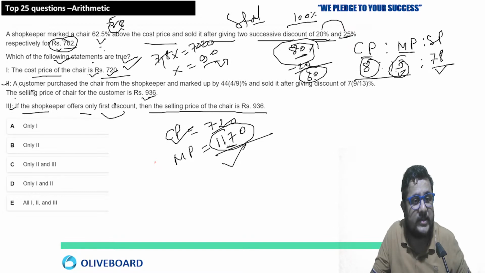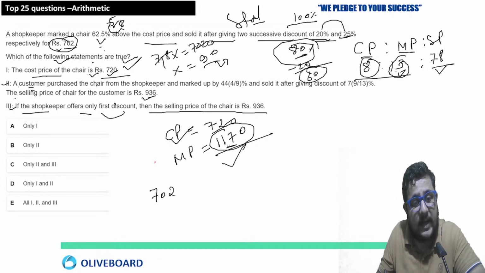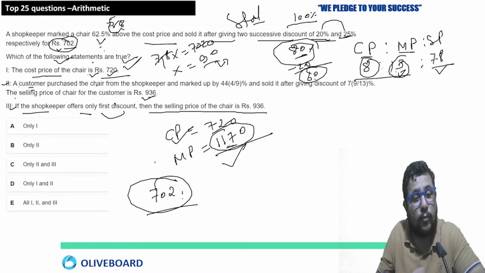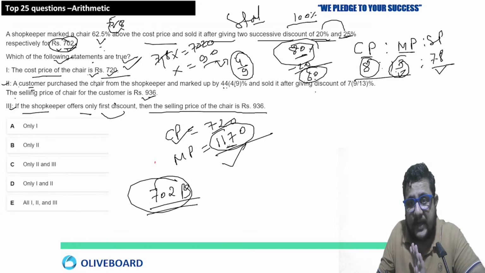This is true. Second, a customer purchased the chair from the shopkeeper and marked up. So he purchased the chair. We know at what cost? 702 rupees. This is given. This is the selling price, and marked up by 4 by 9, in terms of fraction, and sold it after giving the discount. So 4 by 9 above.